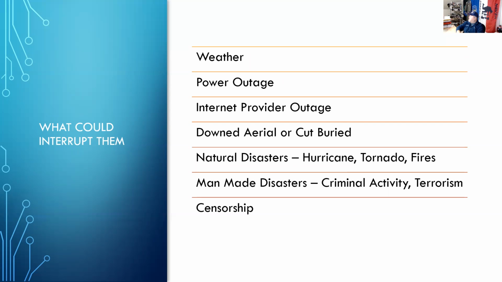So these are the things that can interrupt our communication method to other people, right? Weather, power outage, we've all seen it, been there. Oftentimes that's weather related. Internet provider outage of some kind, often impacted by that as well. It could be downed aerial services or cut buried services, whether that's power or communications. The natural disasters kind of go along with the weather: hurricanes, tornadoes, fires, anything like that, acts of God can cause us an interruption. Man-made disasters, right? Criminal activity, terrorism, we saw have an impact on communications.